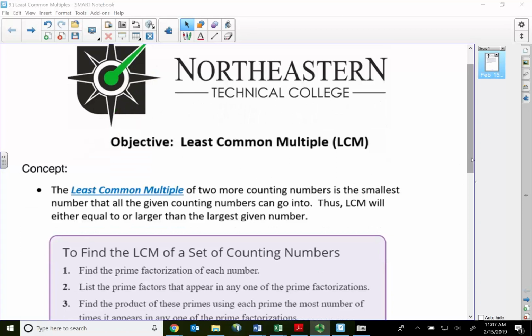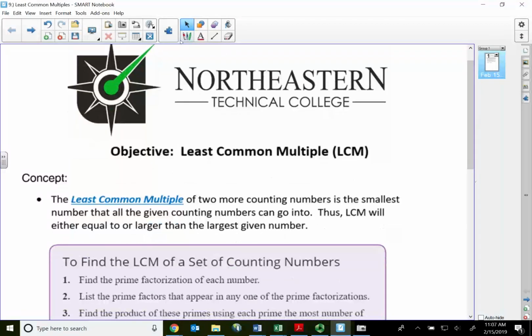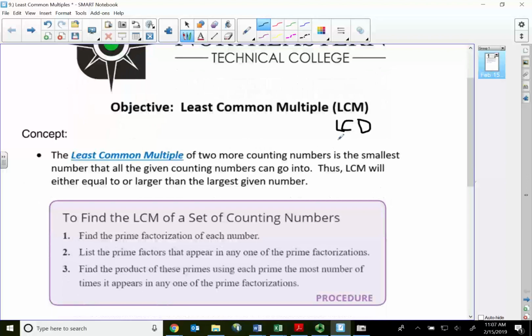Before I begin, I just want to tell you the difference between least common multiple versus least common denominator is that the counting numbers for LCD are in the denominator. So that's what we call it the least common denominator. How you find the least common multiple is the same as how you find the least common denominator, LCD.